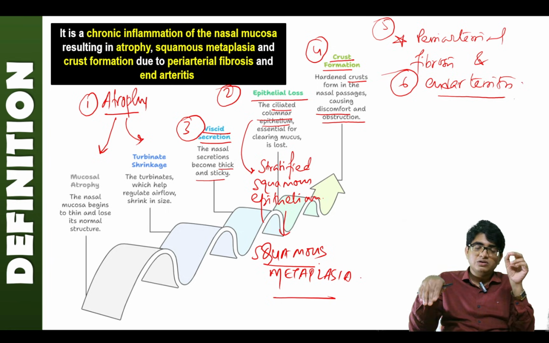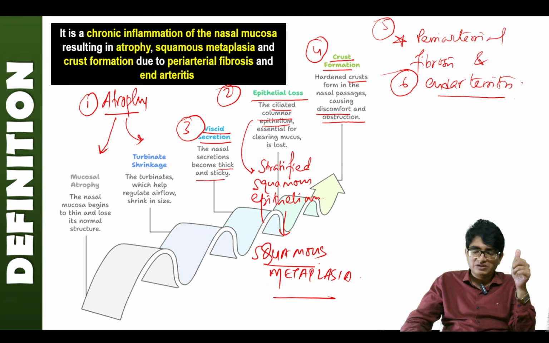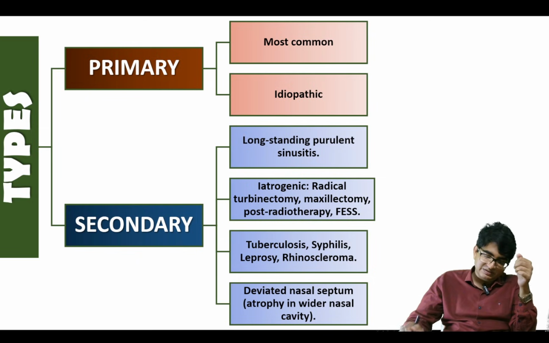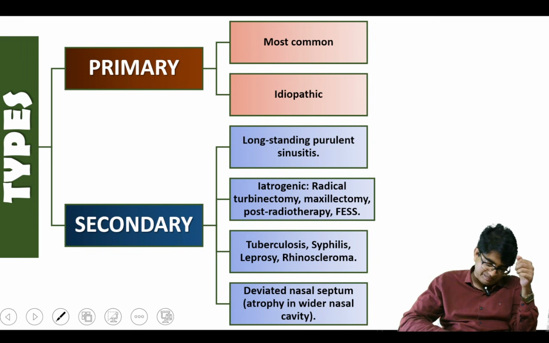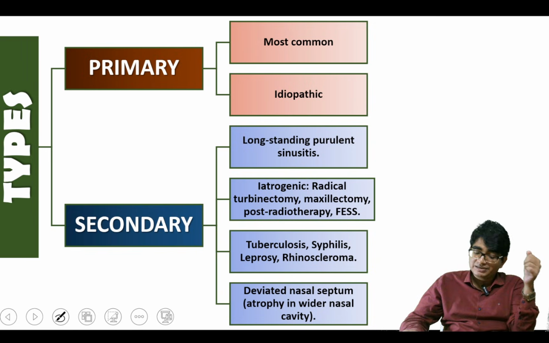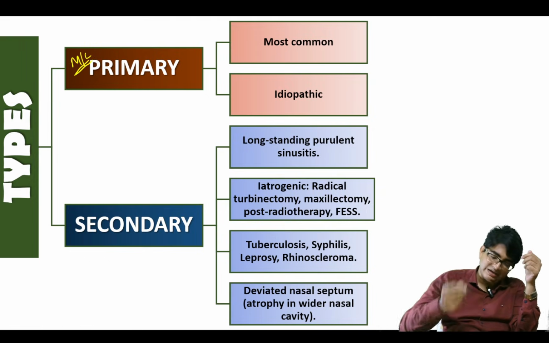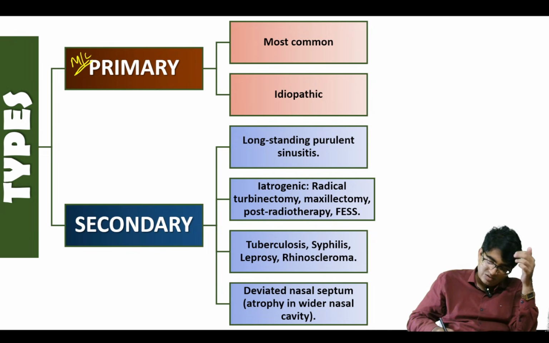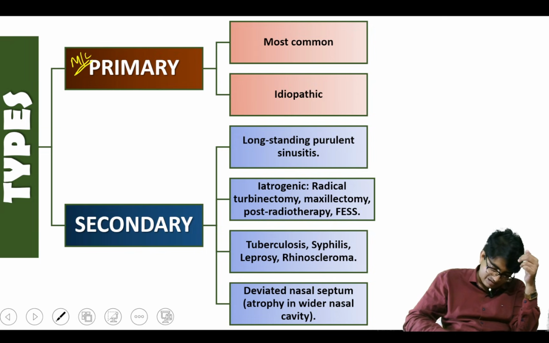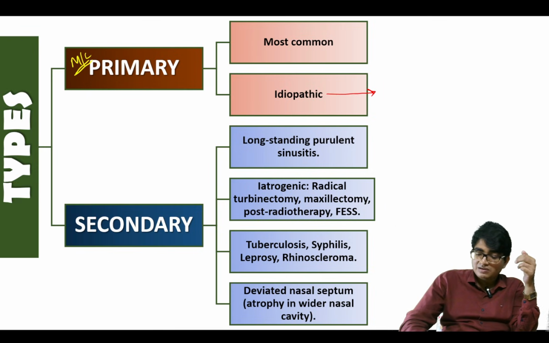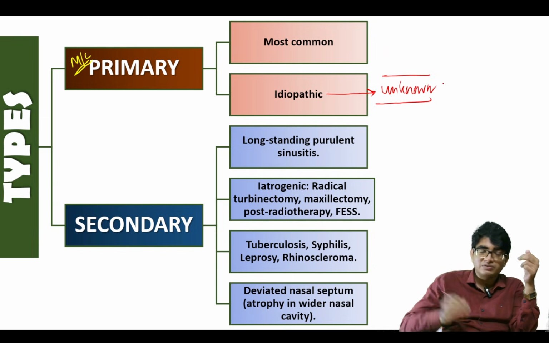So you have to look for those keywords, important. Now coming to the next slide, which discusses the types of atrophic rhinitis, correct? Firstly, primary atrophic rhinitis is the most common variant, and the most common cause is idiopathic. Idiopathic means that mostly the causes are unknown, correct?